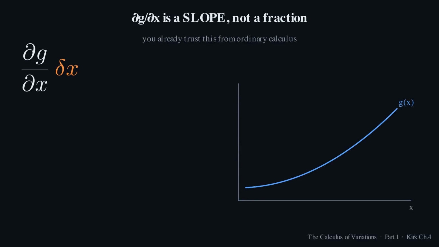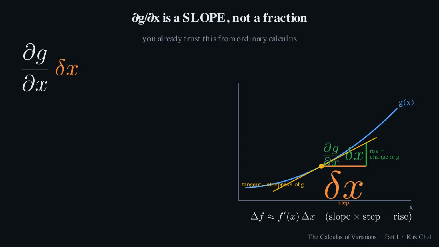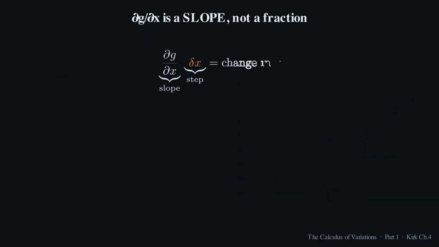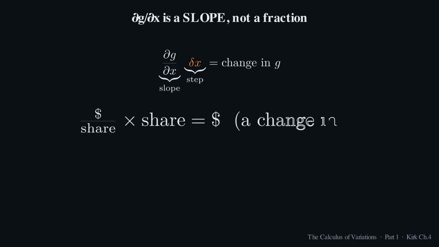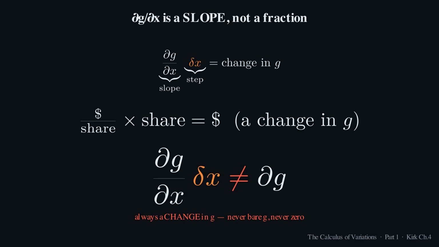Now, because they're stacked like a fraction, the eye wants to cancel that x against the delta x. Don't. A rate and an amount can't cancel. There's nothing matching to divide out. And the x underneath isn't a number at all. It's just a label, naming which knob you turned. So what do you do with a rate and an amount? You multiply. You already trust this from ordinary calculus. Rise equals slope times step. And nobody ever cancels the x in that. The units prove it. Dollars per share times shares is dollars, a real change in cost. The shares cancel, the symbols never do.